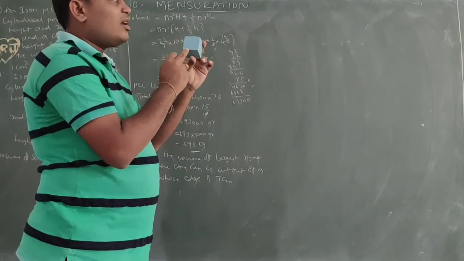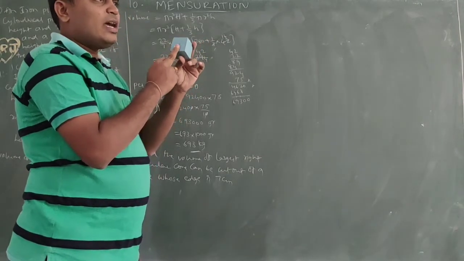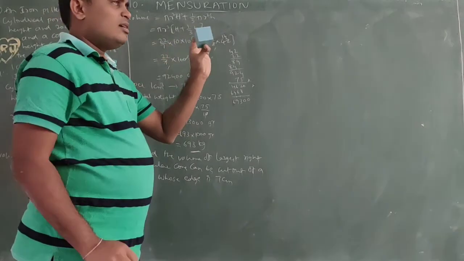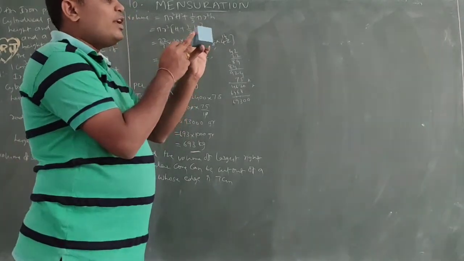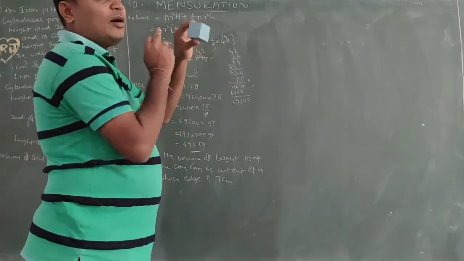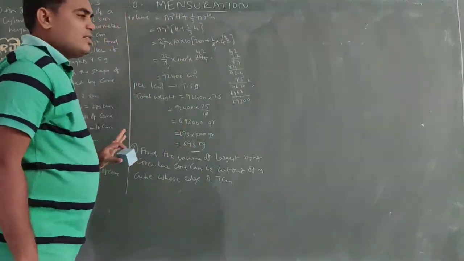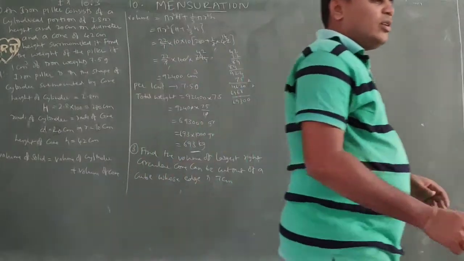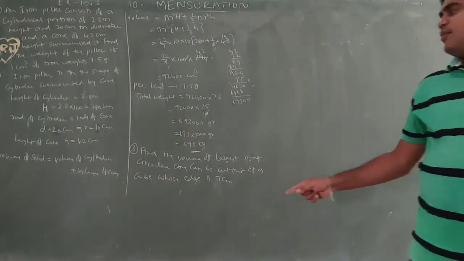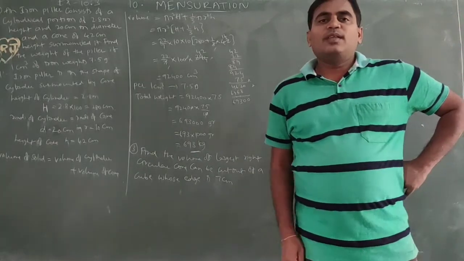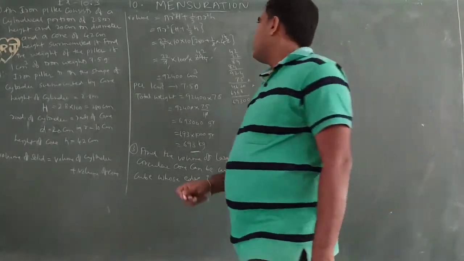The diameter of the base of the cone is the edge of the cube, and we need to cut till the opposite end. So the height is also equal to the edge. The side of the cube is equal to the diameter, and it is also equal to the height.